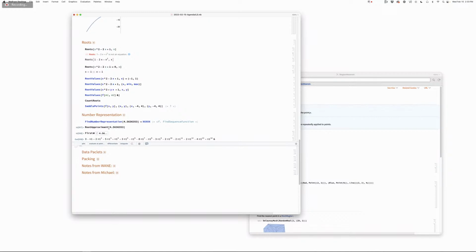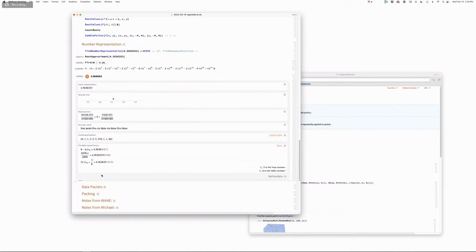So there are two things. We have rationalize, we have root approximant. The find number representation, I'm not sure it's the right name, would be the thing that will find the representation in terms of, presumably by default. I mean, if I type that in, if I do a Wolfram Alpha version of that, possible closed forms. Here we go.